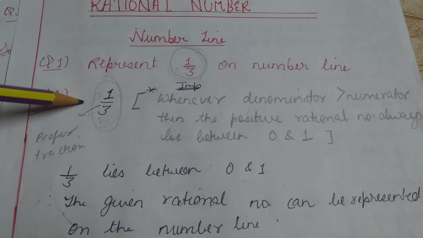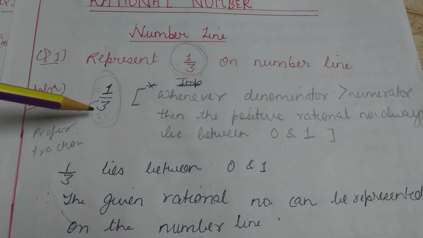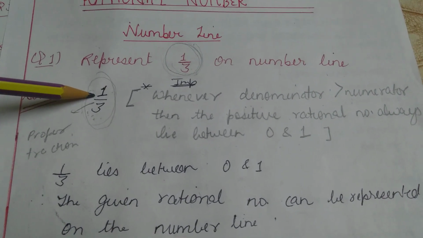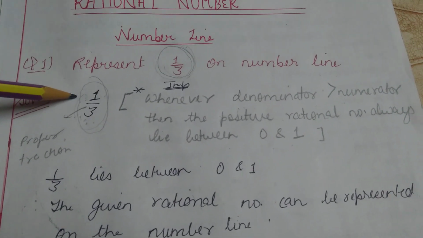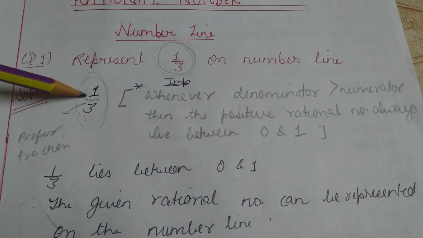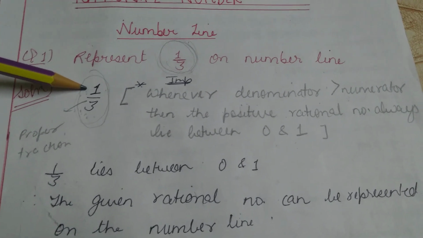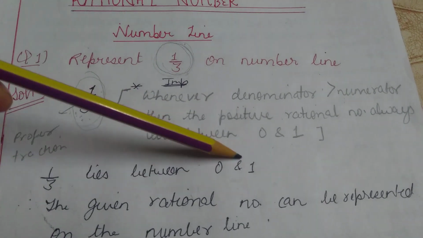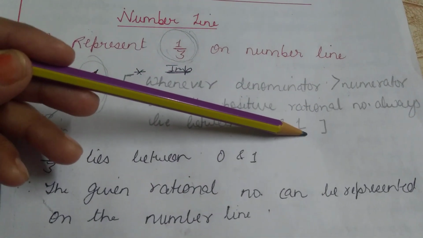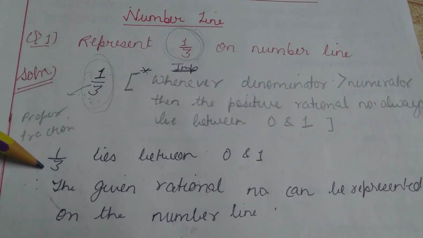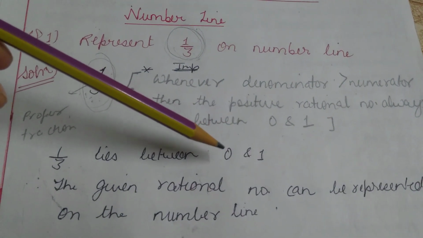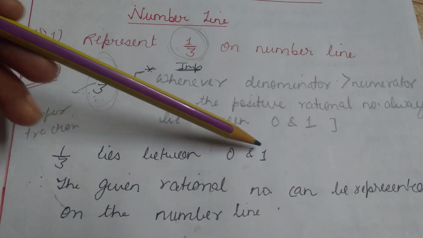1 by 3 is a proper fraction. In this, the denominator is greater than the numerator and it is a positive rational number. So, it will always lie between 0 and 1. When the denominator is greater than the numerator and it is a positive rational number, then it will lie between 0 and 1. Now we will represent 1 by 3 on the number line and it lies between 0 and 1.